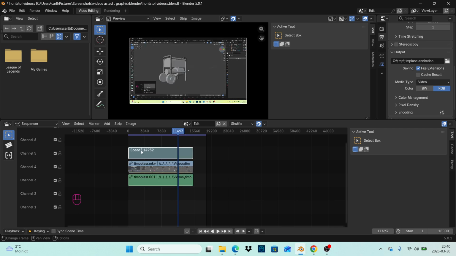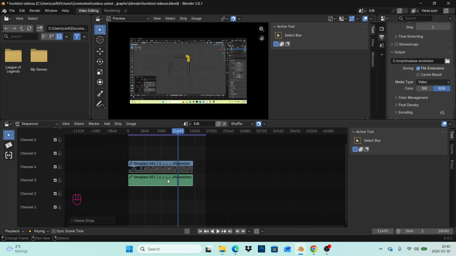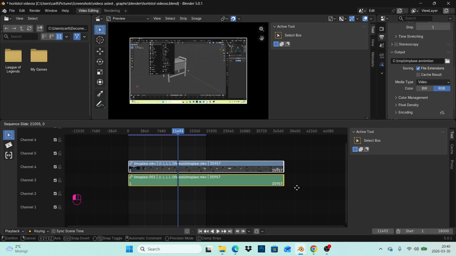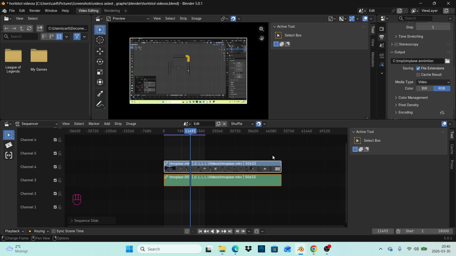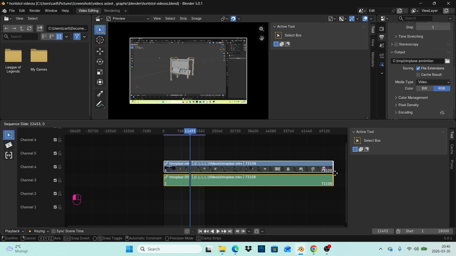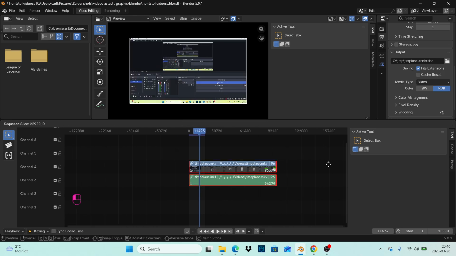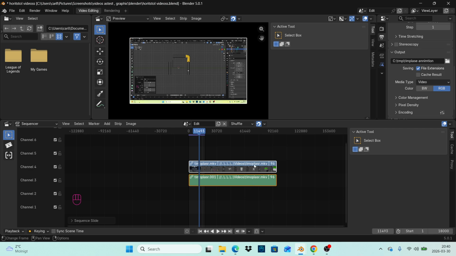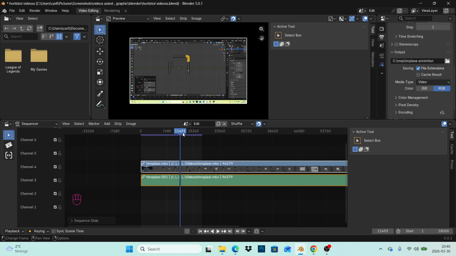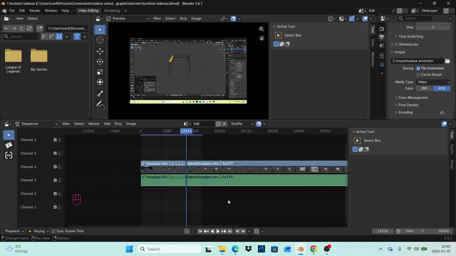So we delete these strips, and these strips were so long. I don't know, check how long it is. It was so long, and I wanted it to be about 7 minutes, like so.